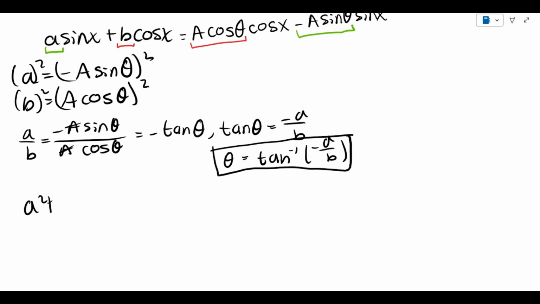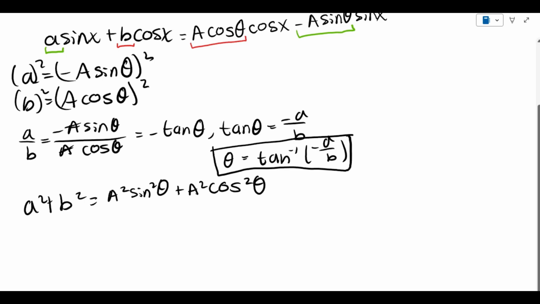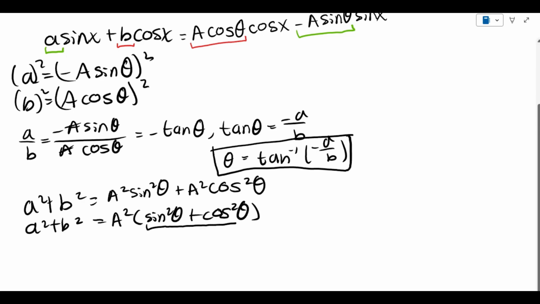So a squared plus b squared is equal to capital A squared sine squared theta plus capital A squared cosine squared theta. Now we can factor the capital A squared. We get capital A squared times sine squared theta plus cosine squared theta. Now the good thing is that this equals 1. So we just have capital A squared is equal to a squared plus b squared. Okay, so capital A is going to be the square root of a squared plus b squared.